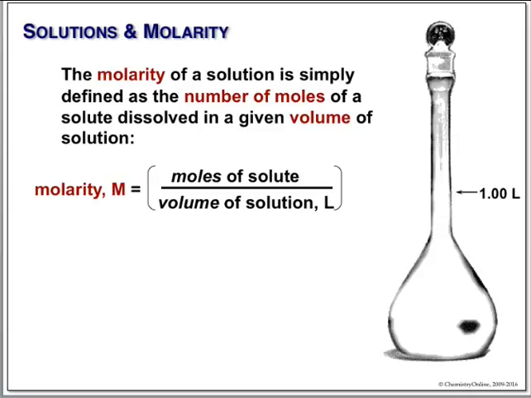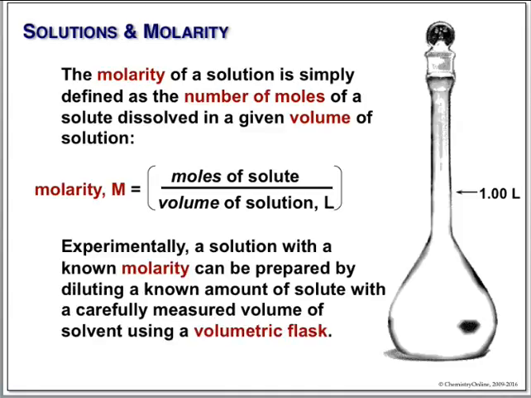Now, how do you make a solution of known molarity? What you do is you take an empty volumetric flask like the one we saw, and remember it has a little fine etching there. When you fill up to that point, that's exactly 1 liter. So we start off with an empty flask. We're now going to go to our balance, and we're going to weigh out a certain amount of our substance. And we're going to carefully put it in our flask.